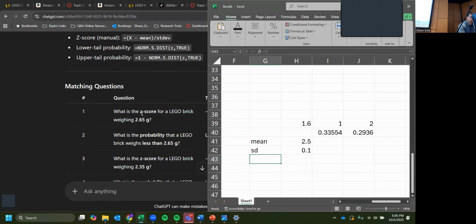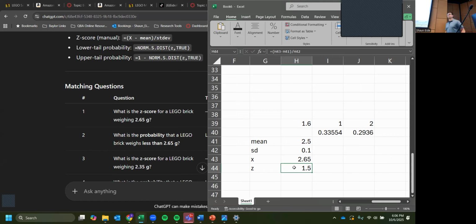And we've got a z-score, or sorry, we've got 2.65. So what's the z-score? We've got equals, what is it? Hold on. 2.65 minus the mean divided by what? Standard deviation. So what's the z-score? 1.5 standard deviations above the mean.